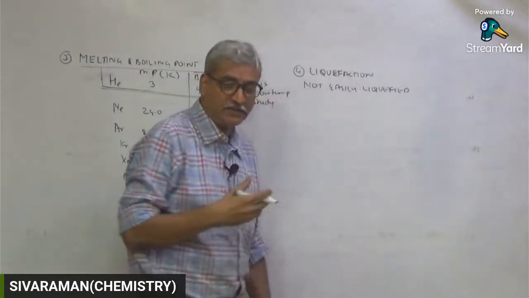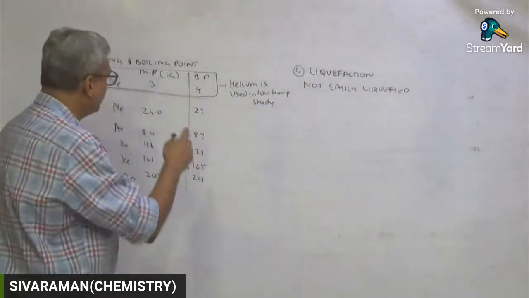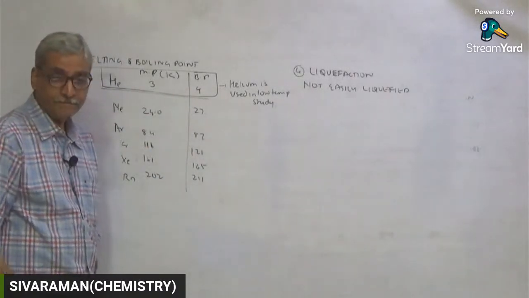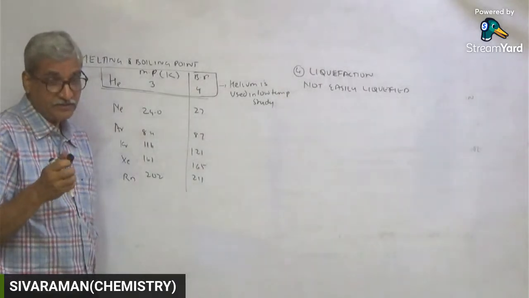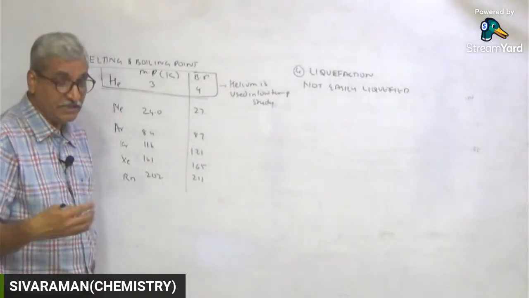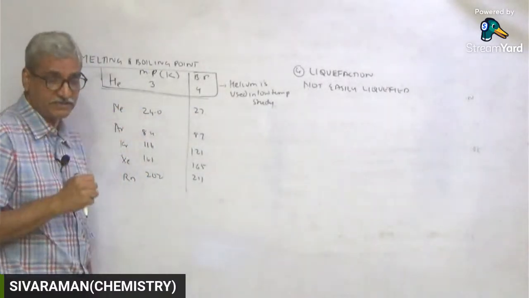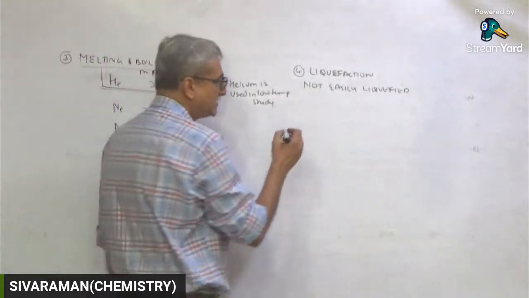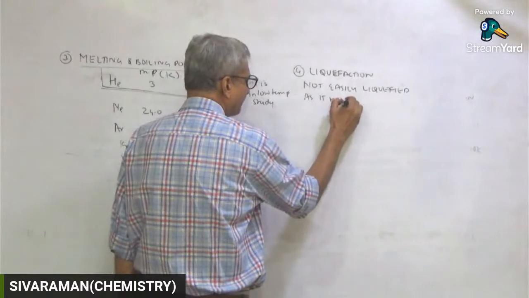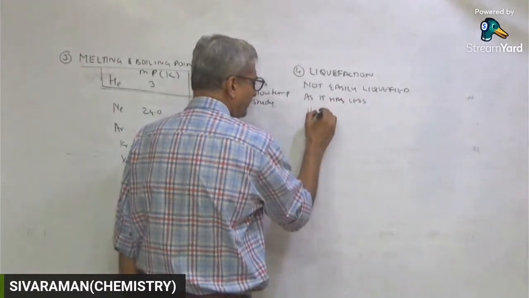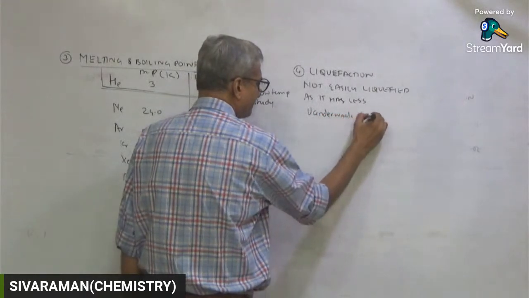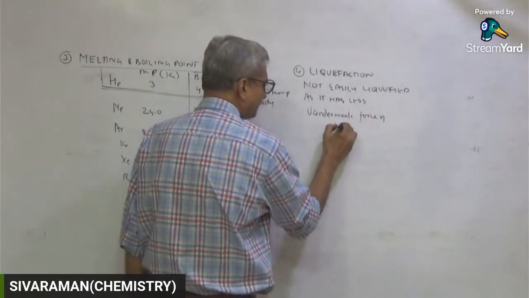Getting helium liquid means you have to bring the temperature to this 4 Kelvin. Are you understanding? So you can imagine the amount of pressure that you have to apply. With the Joule Thomson effect, we can liquefy, but then the amount of pressure that you have to apply. So it is not easily liquefied as it has less van der Waals force of attraction.